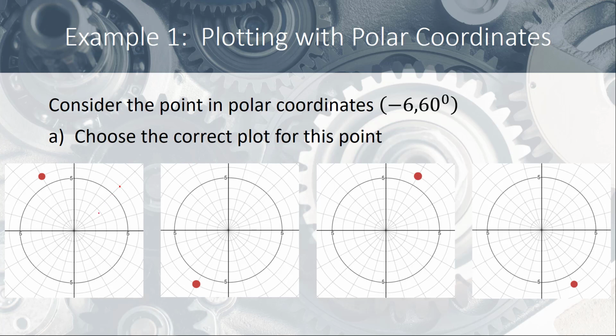However, for (-6, 60), the angle is 60 degrees, but then we're going to go in the direction of -6. Now it would be 1, 2, 3, 4, 5, 6. That would be this point right here. And the graph that actually has that plotted is this graph right here. So this graph correctly plots the point. This one does not because it's in quadrant 2. This one does not because this is actually (6, 60), and this one right here is (6, -60) degrees.